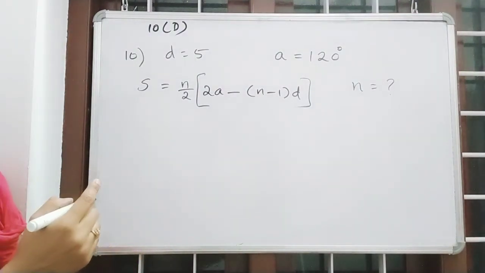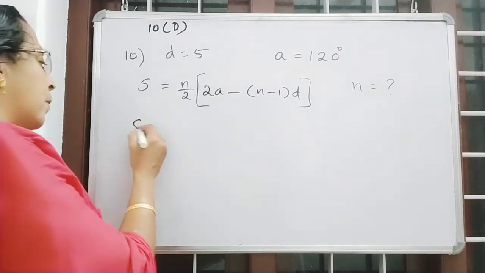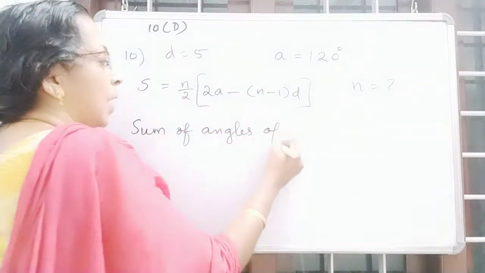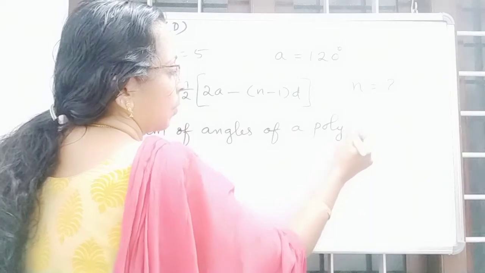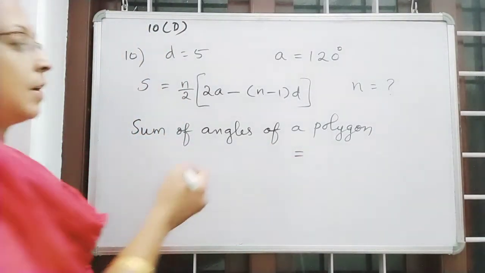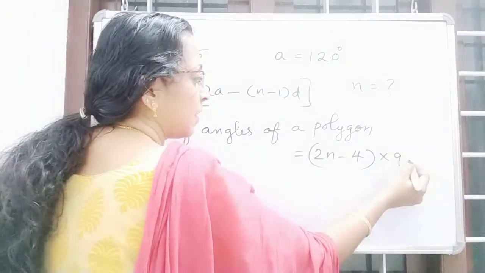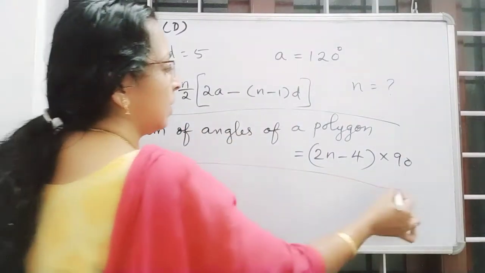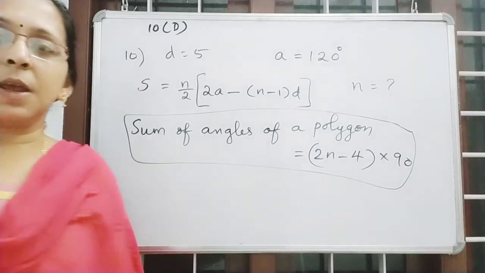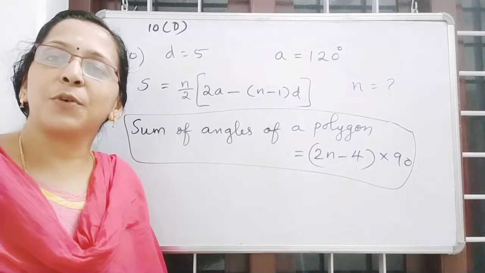Then we already studied in lower classes, in 7th standard, that the sum of angles of a polygon is 2n minus 4 into 90. This is a formula, very important. Sum of angles of a polygon is 2n minus 4 into 90. I think you all know that.